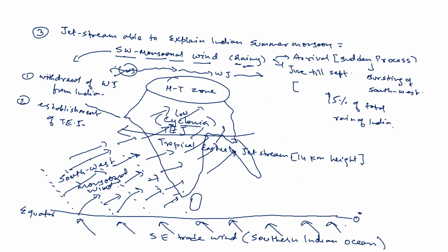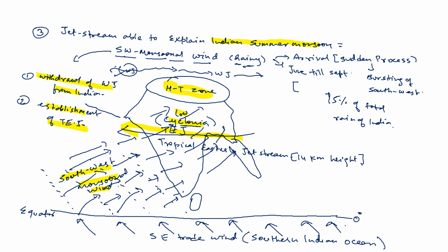Now it can also explain the formation of Indian summer monsoon, arrival, withdrawal timings, as well as the amount of breaks. So during the summer season, when the Himalayan Tibetan zone gets heated up, it has two impacts. First, withdrawal of the westerly jet stream from India and the establishment of the tropical easterly jet stream over India at the height of 14 kilometers. When this happens, this will maintain a cyclonic condition over India, or low pressure over India, and this will attract the southeast wind from the southern Indian Ocean. On crossing the equator, the southeast trade will become the southwest monsoon.